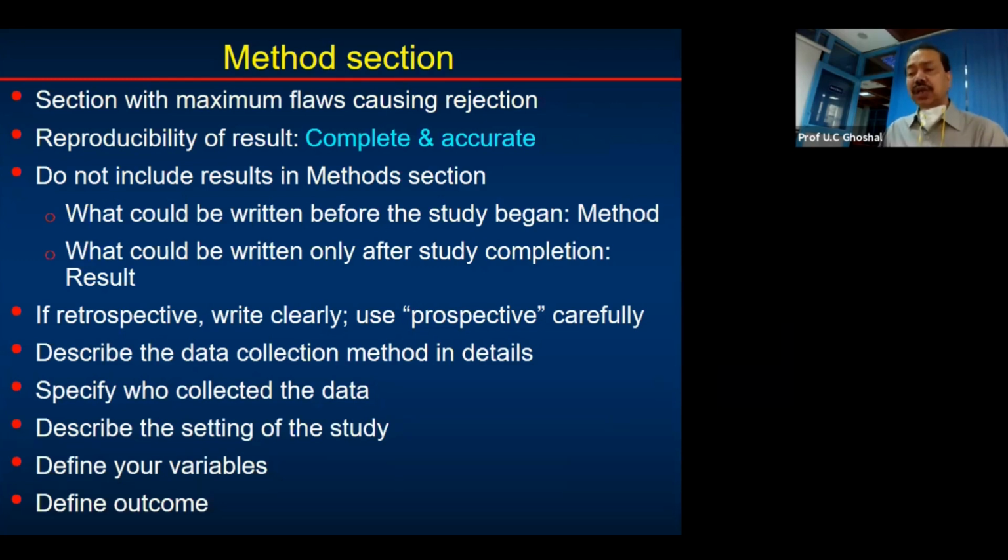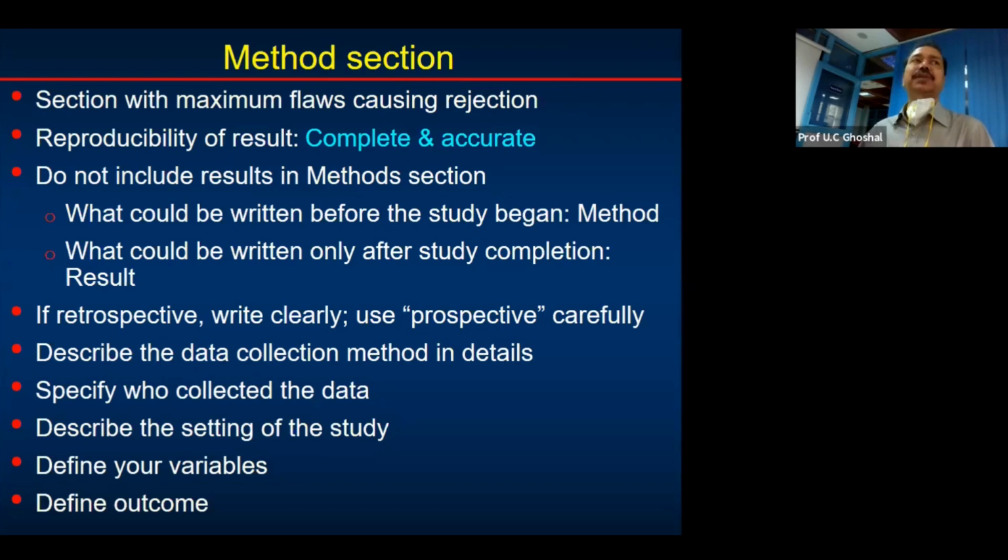If your study is retrospective, write it clearly. Because many a time authors don't want to write retrospective. You know why? Because retrospective studies have a lot of limitations. They are not the studies which usually a good journal would like to take. So therefore, people tend to actually hide that.